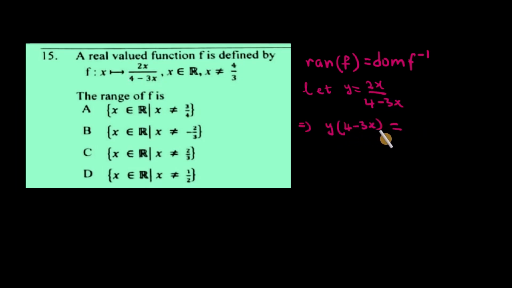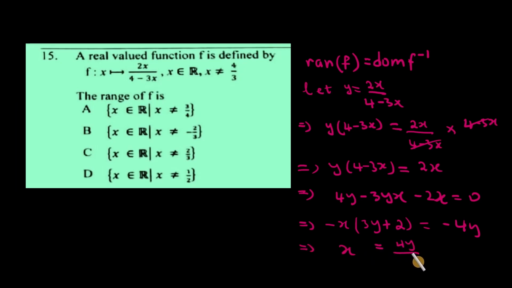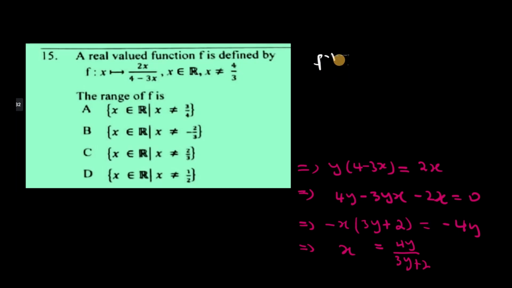That's y into 4 minus 3x is equal to 2x all over 4 minus 3x times 4 minus 3x. That is y into 4 minus 3x is equal to 2x, since this one cancels out. Now expanding this, we have 4y minus 3yx minus 2x, as 2x comes the other way, which is equal to 0. x is common in these two terms, so we factorize minus x out. We're going to have minus x into 3y plus 2, which is equal to minus 4y. We're dividing both sides by minus 3y plus 2. We have x will be equal to 4y over 3y plus 2. From here we conclude that f inverse is equal to 4x all over 3x plus 2.